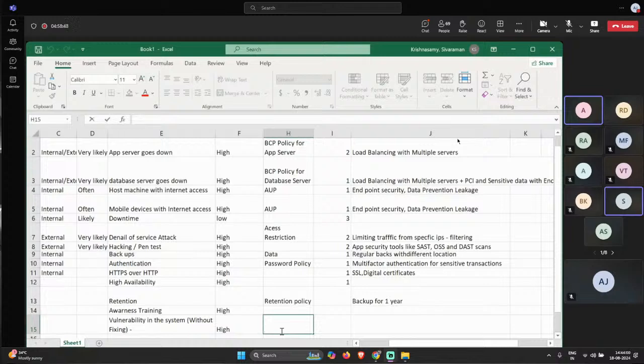If you see row number 15, vulnerability in the system, that is without fixing these issues. That has to be fixed. An identified issue has to be fixed at a certain point of time, within the time limit, right? So what we have is a policy. Yes, for that, what is the policy that you're going to put in place?